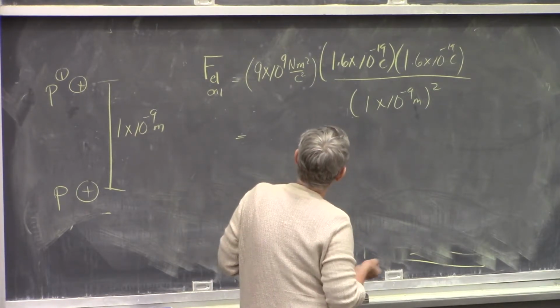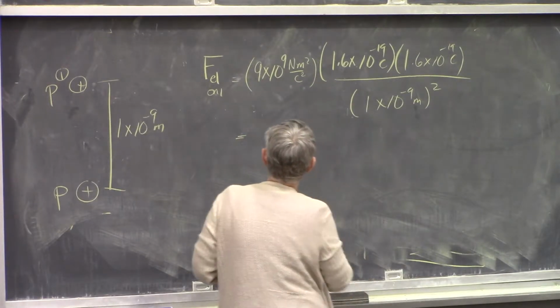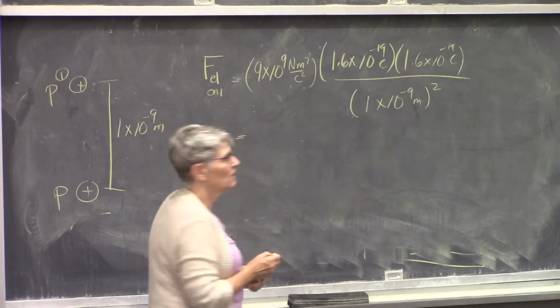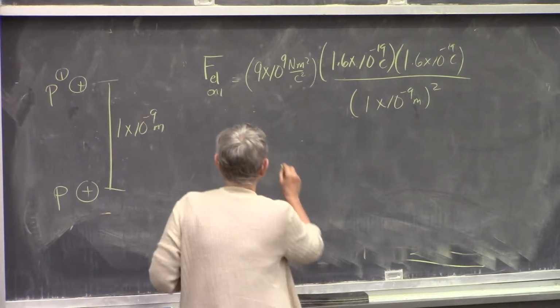So it's about 10 to the minus 38, 10 to the minus 31, 10 to the minus 18. Comes out to something like 2.3 times 10 to the minus 10 newtons.